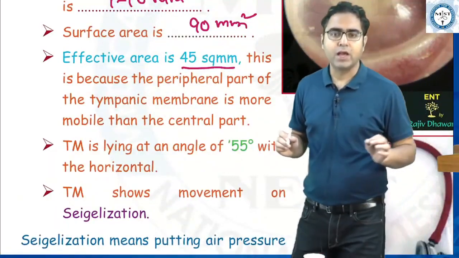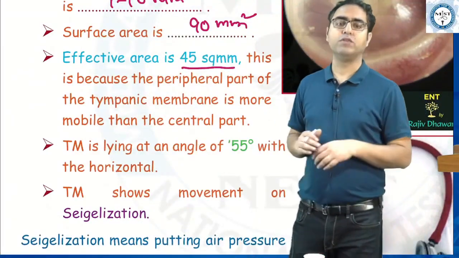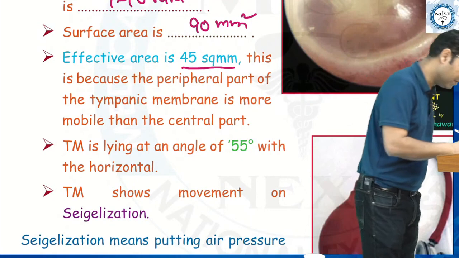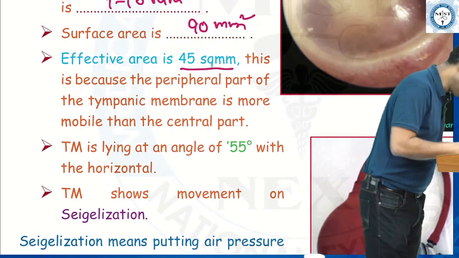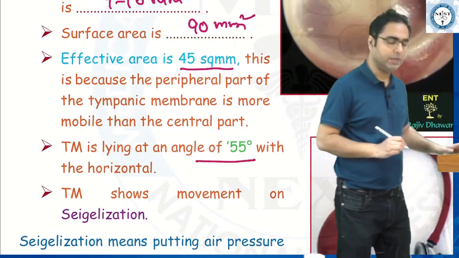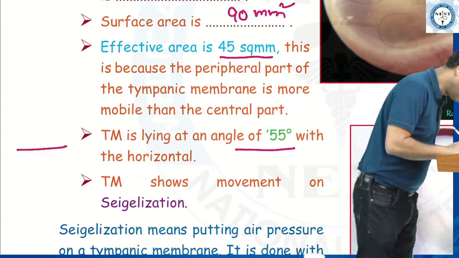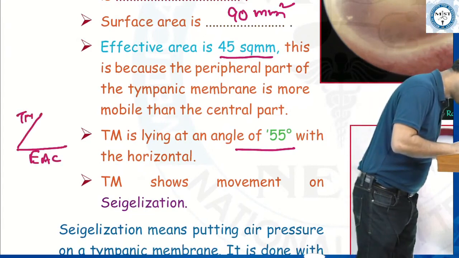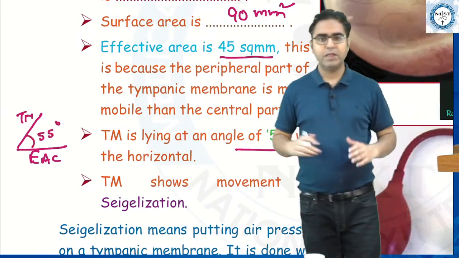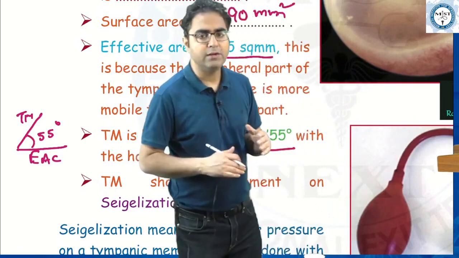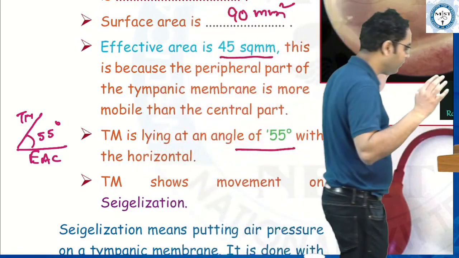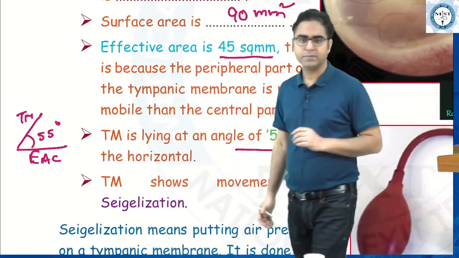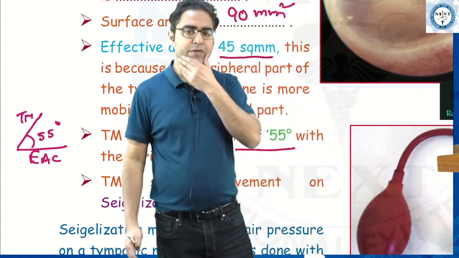The TM is lying at an angle of 55 degree with horizontal. All of you draw this, beta. This is the external auditory canal. This is the tympanic membrane. The angle is 55 degree. With the external auditory canal, the tympanic membrane is lying at an angle of 55 degree with horizontal.